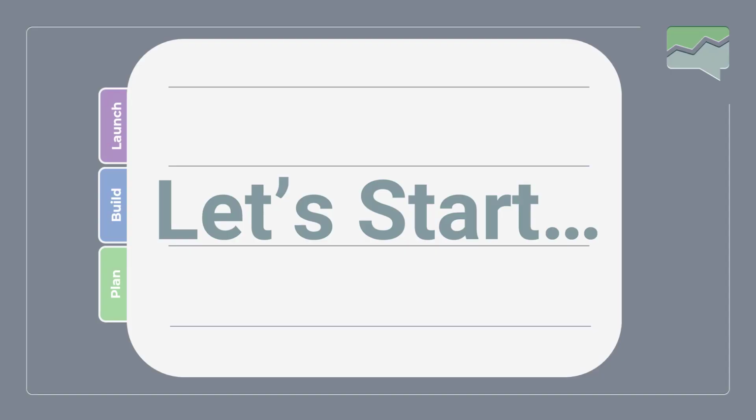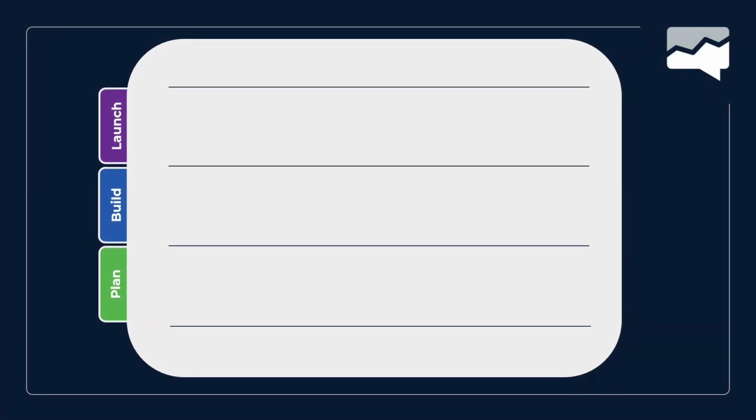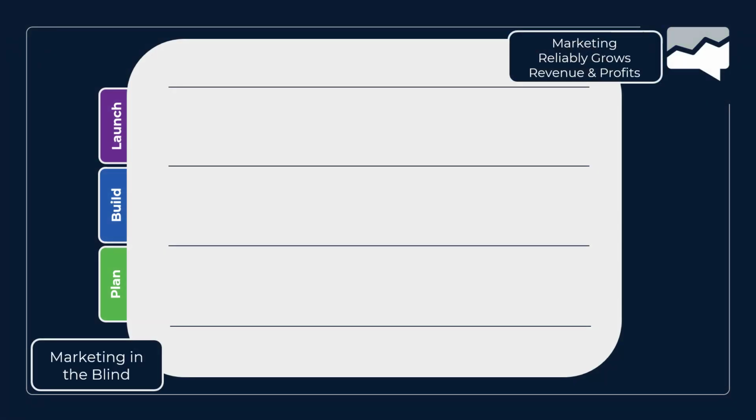Now, of course, we're going to jump right in with the framework. We plan, we build, we launch. We're all marketing in the blind. We're trying to get to a point where just using a system produces the results we want. In this case, that means revenue and profits. Now, how do we do that? And where does today's training fit into this framework?